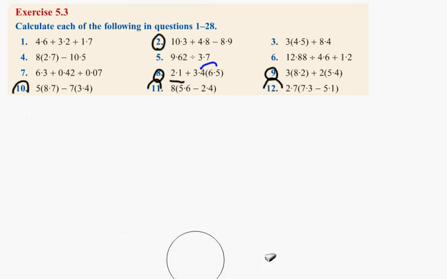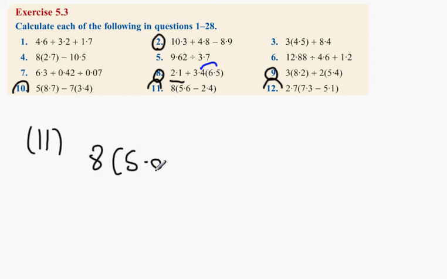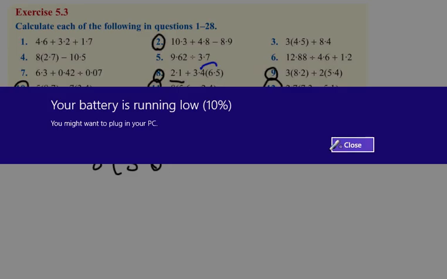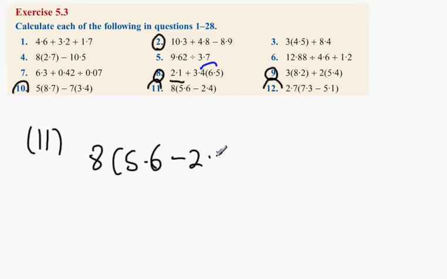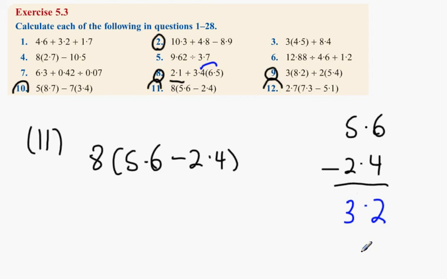Now, for the next one, we're going to have 11, and Orson is volunteering his services there. Now, Orson, using BEMDAS, what do you need to do first here? Using the brackets first. What does that mean when we do the brackets? Means you have to minus 2.4 from 5.6. Go ahead, Orson. 3.2. Yeah.